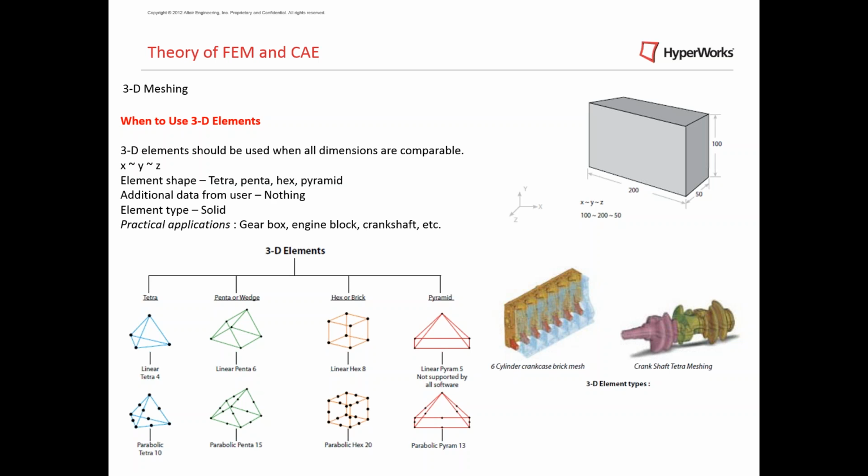3D elements are tetra: linear tetra with 4 nodes, parabolic tetra with 10 nodes; penta: linear penta with 6 nodes, parabolic penta, that is second order penta, with 15 nodes; hexa or brick element: 8 node linear hexa, 20 node parabolic hexa or brick; pyramid elements: 5 noded pyramid element or 13 noded pyramid element.